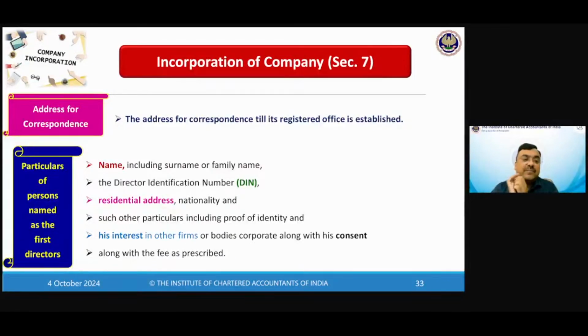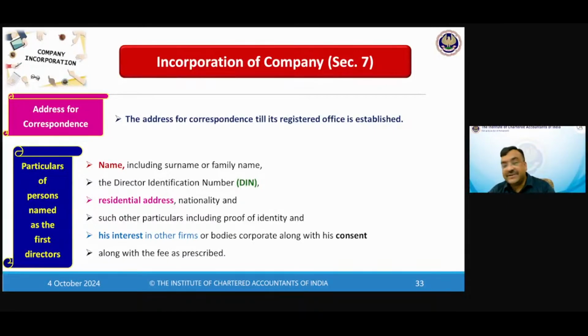Particulars of person named as the first director. क्या क्या इंफॉर्मेशन चाहिए डायरेक्टर के बारे में? Name, surname and family name, same meaning. Surname, family name mean same meaning. So it means full name is required.